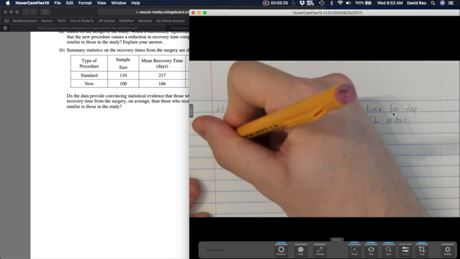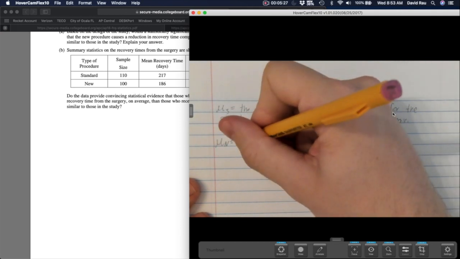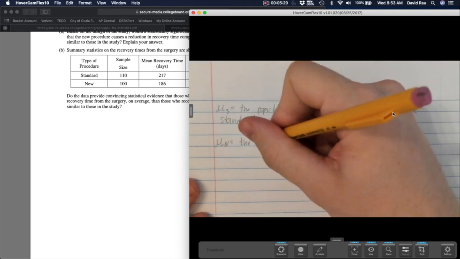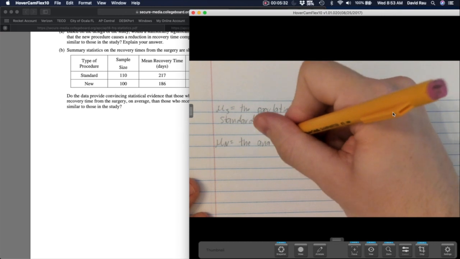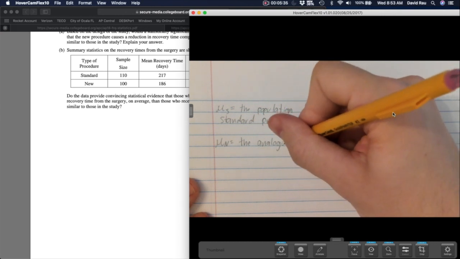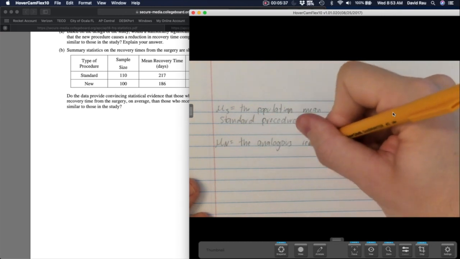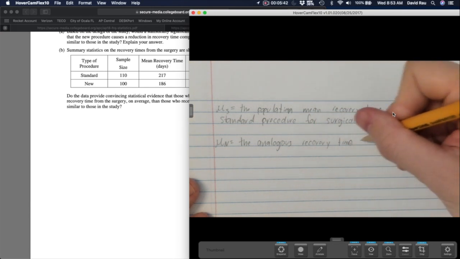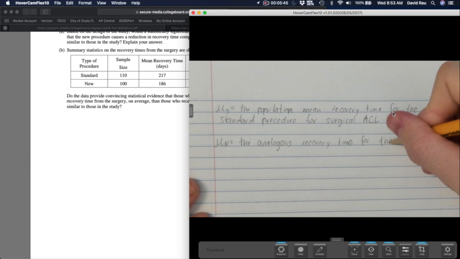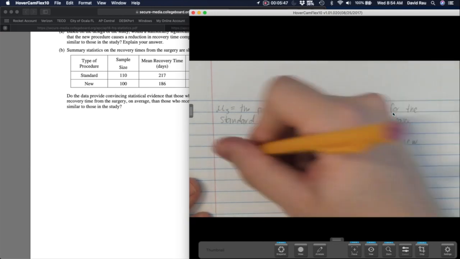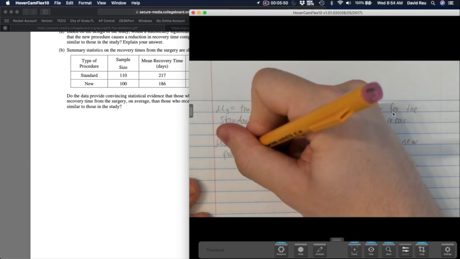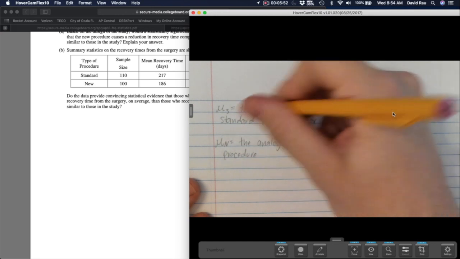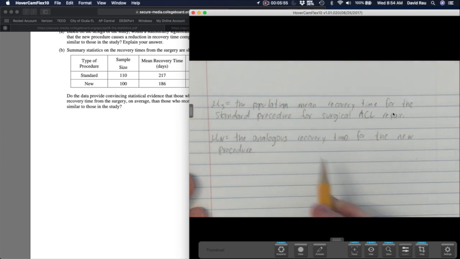And then I'm going to let mu of N be the analogous recovery time for the new procedure. Now again, I'm not sure if I should actually copy everything word for word, but I think this gets the idea across.